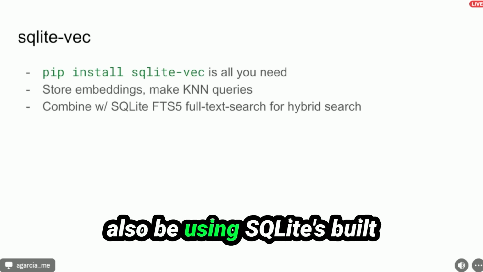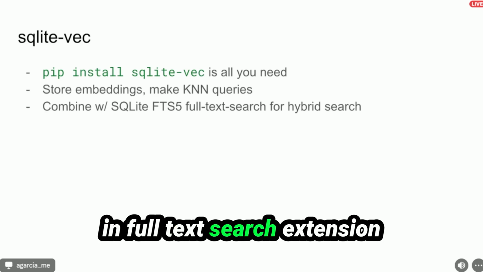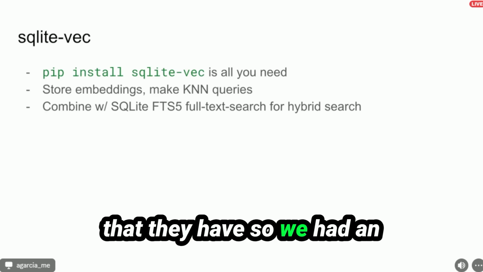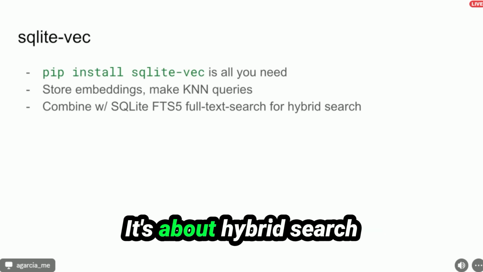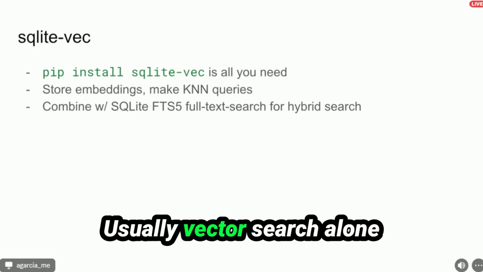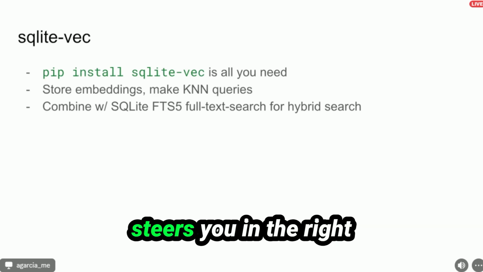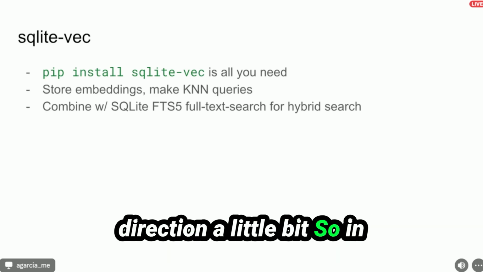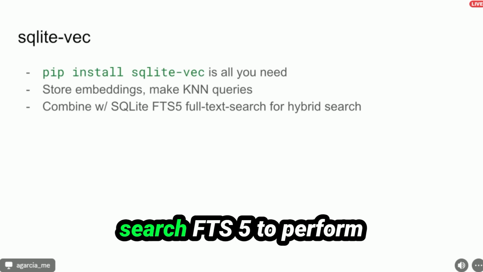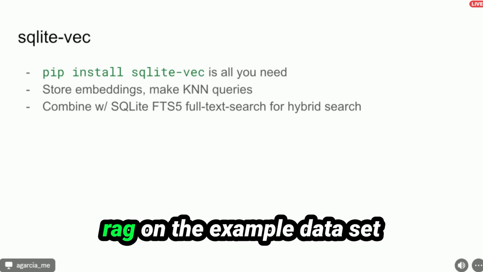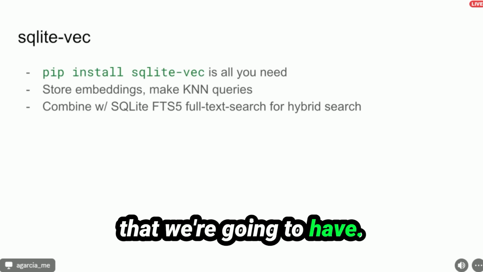And we will also be using SQLite's built-in full text search extension. We had an event about this about 2 months ago, so check it out. It's about hybrid search. Usually vector search alone isn't that great. Hybrid search steers you in the right direction a little bit. So in this demo, we're going to be using hybrid search with sqlite-vec and SQLite full text search FTS5 to perform RAG on the example data set that we're going to have.